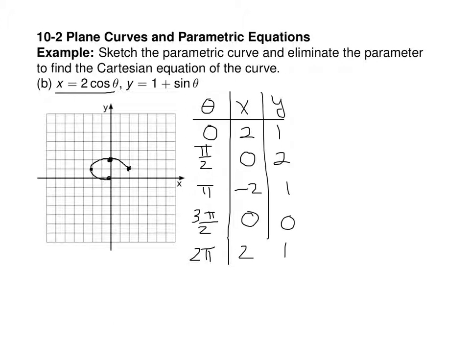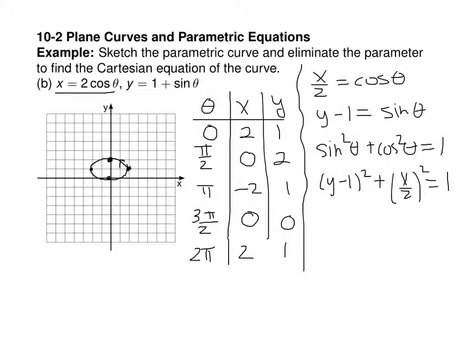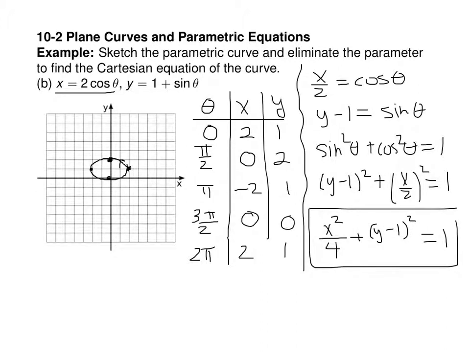So this looks to be an ellipse traced in the counterclockwise direction. Now here is how we prove that. Notice that x over 2 is equal to cosine of theta, and y minus 1 equals sine theta. You know, or at least you should know, that sine squared theta plus cosine squared theta equals 1. Or you know that y minus 1 squared plus x over 2 squared equals 1, which is the same thing as x squared over 4 plus y minus 1, the quantity squared, equals 1, which definitely is an ellipse.